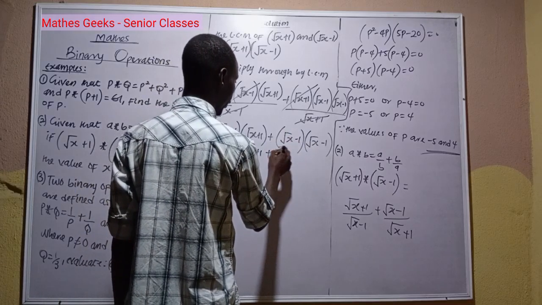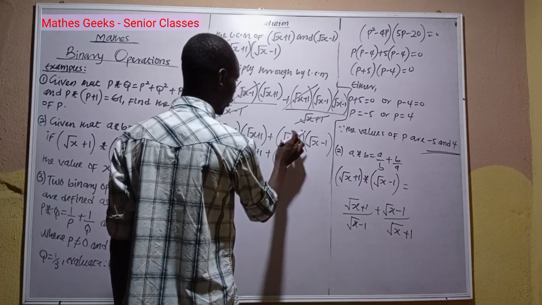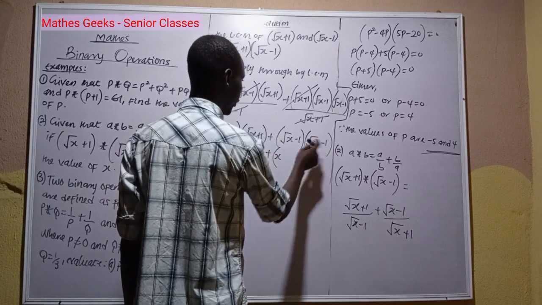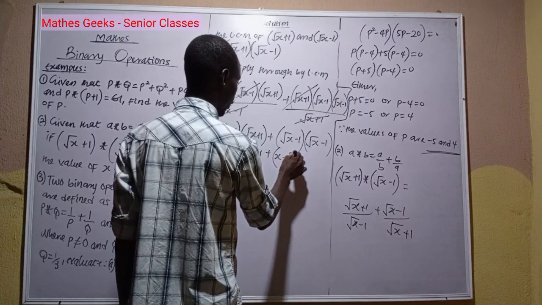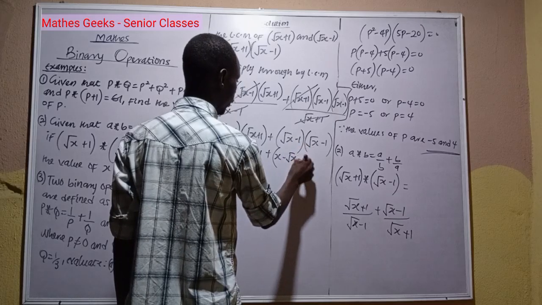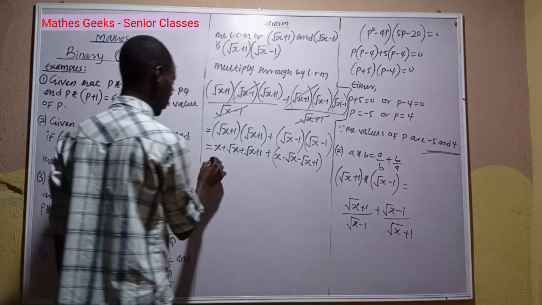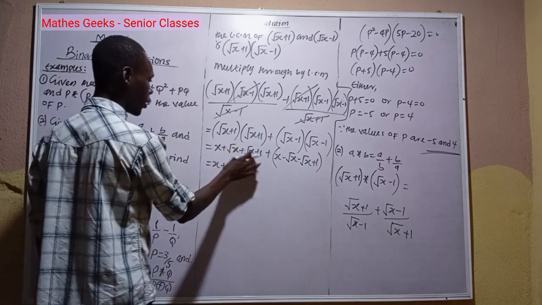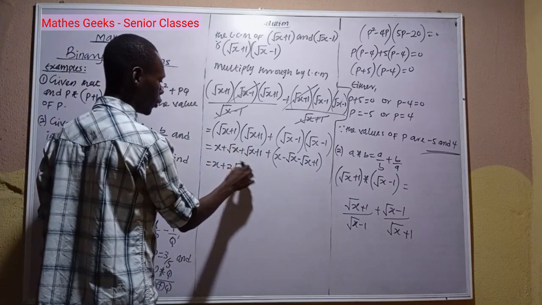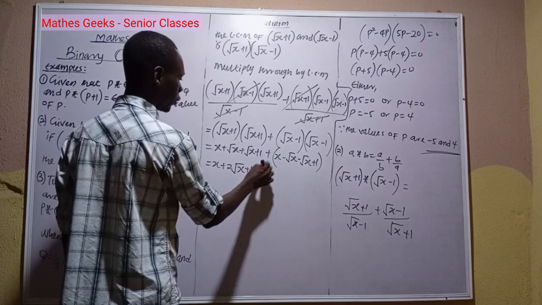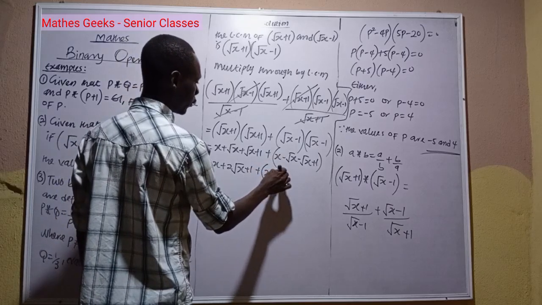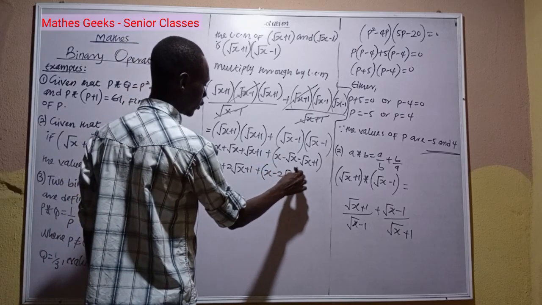Then, root x times minus 1 will give us minus root x. Minus 1 times root x will give us minus root x, and minus 1 times minus 1 will give us plus 1. And this will give us x plus 2 root x plus 1 plus x minus 2 root x plus 1.